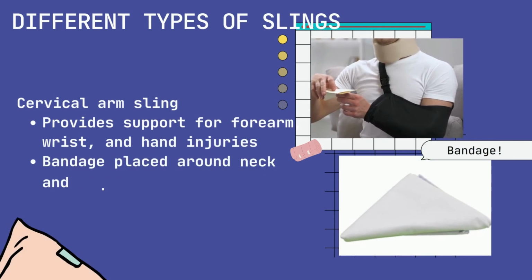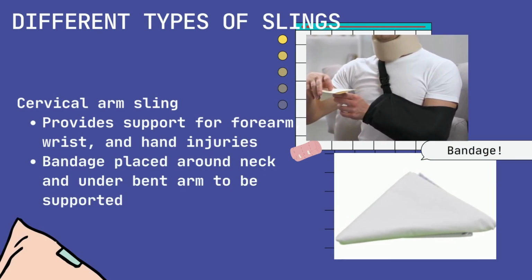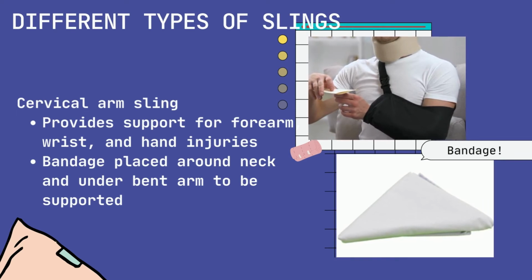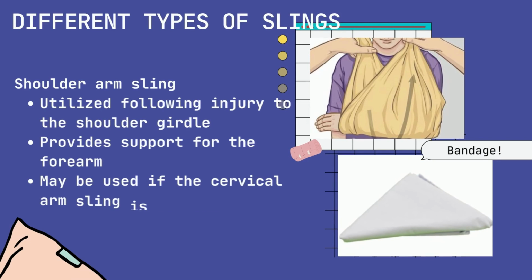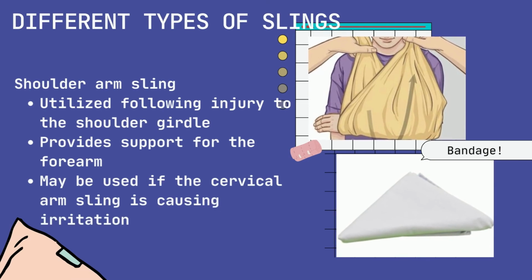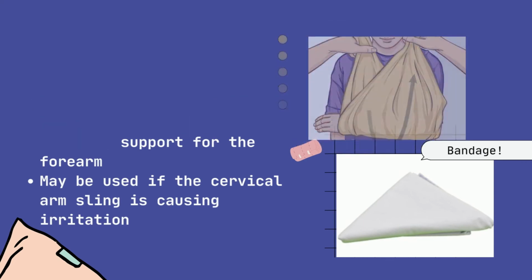Different types of slings. Number 1. Cervical arm sling. Provides support for forearm, wrist, and hand injuries. Bandage is placed around the neck and under the bent arm to be supported. Number 2. Shoulder arm sling. Utilized following injury to the shoulder girdle. Provides support for the forearm. May be used if the cervical arm sling is causing irritation.